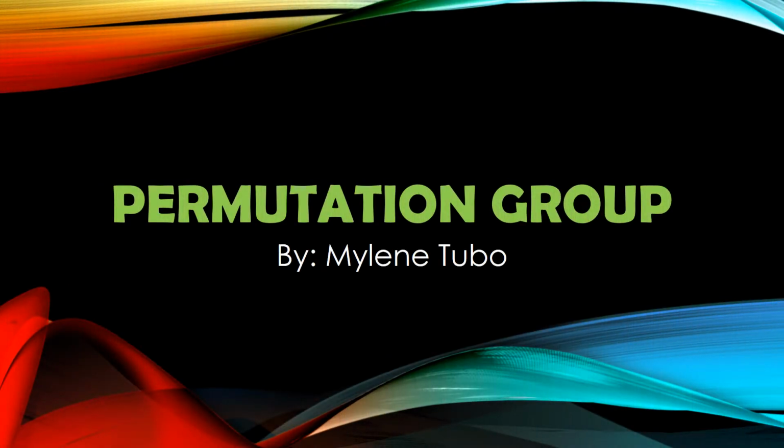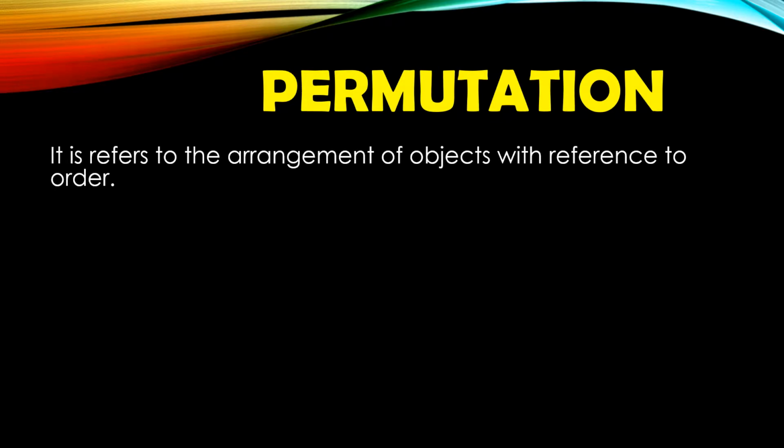Permutation group. In elementary statistics, permutation refers to the arrangement of objects with reference to order.